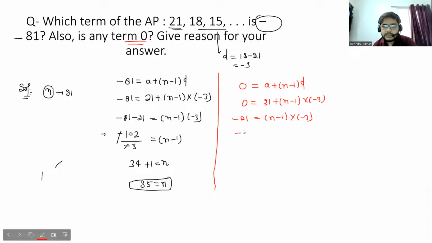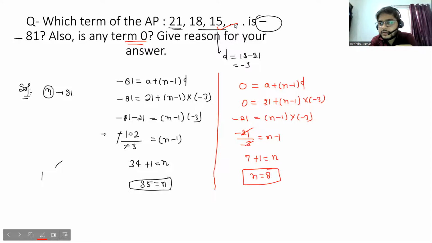So minus 3 will come in the division. So it will be n minus 1. Cancel out by 7 times. 3 7s are 21, plus 1 is equal to n. So n will be 8. So in this given series, 8th term will be 0. Right? 8th term will be 0. Understand it? Yes? Okay. So let's move to the next one.